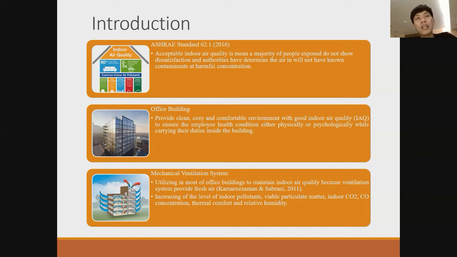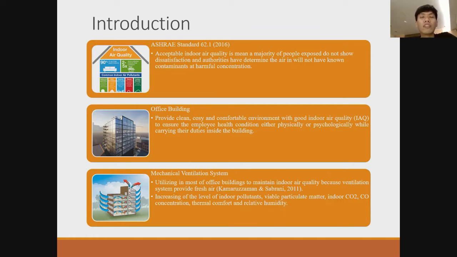An office building is supposed to provide a clean, cozy, and comfortable environment with good indoor air quality to ensure the employees' health condition, either physically or psychologically, while carrying out their duty inside the building. So it's important to have a good mechanical ventilation system, because the ventilation system is used to provide good indoor air quality and provide fresh air to the building.